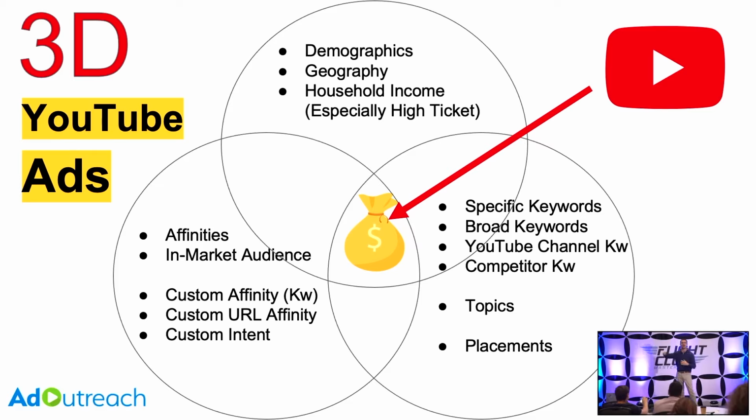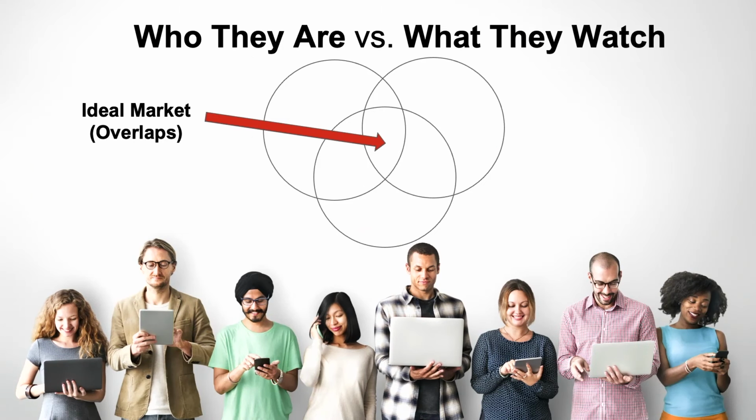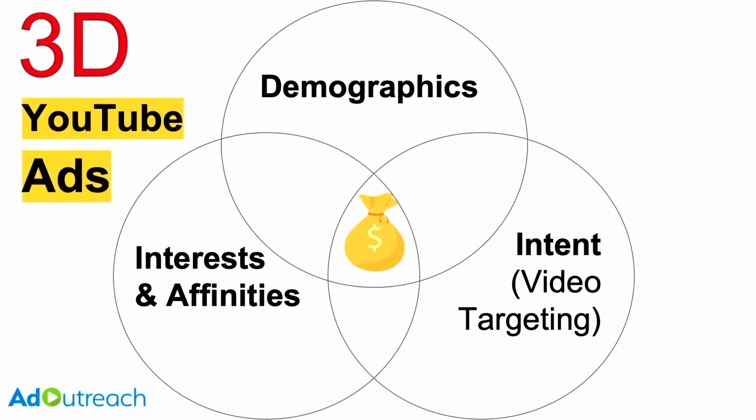And then layering that with what someone is watching. So specific keywords, broader keywords, YouTube channel keywords, competitor keywords, topics and placements, right? What video are they watching right now? So this is the combination of who they are and what they're watching. This is the 3D YouTube ad strategy, and that's what I'm going to be breaking down here, is reaching the right person. So let's talk about reaching the right person.